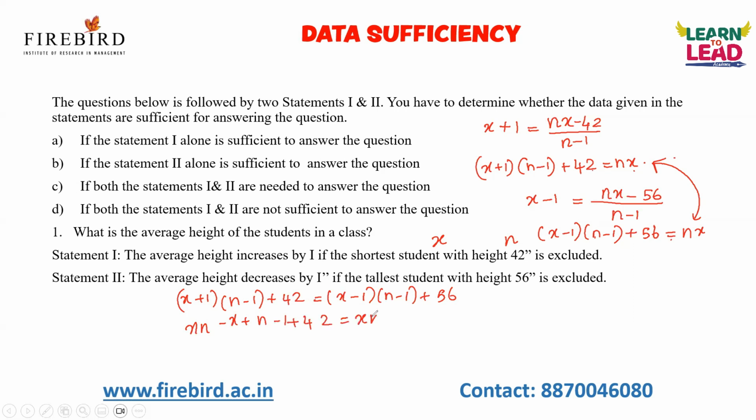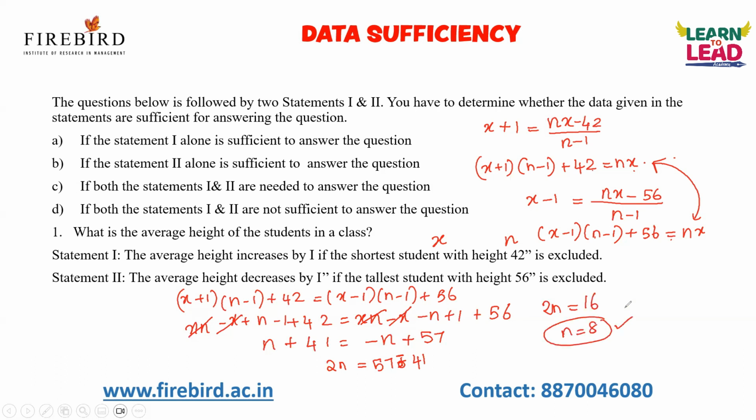Multiplying inside: xn minus x plus n minus 1 plus 42, similarly xn minus x minus n plus 1 plus 56. So xn I can cancel, and also minus x I can cancel. So n plus 41 is equal to minus n plus 57. So 2n is equal to 57 minus 41. What is 57 minus 41? 16, and n is equal to 8.